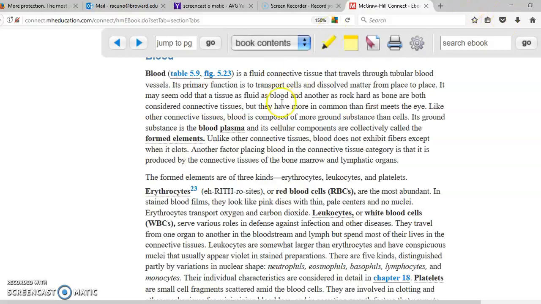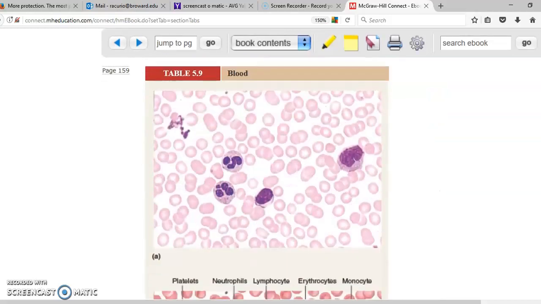Blood, as we mentioned before, has a whole bunch of cells and has multiple different functions. But you have a figure in there for the blood.